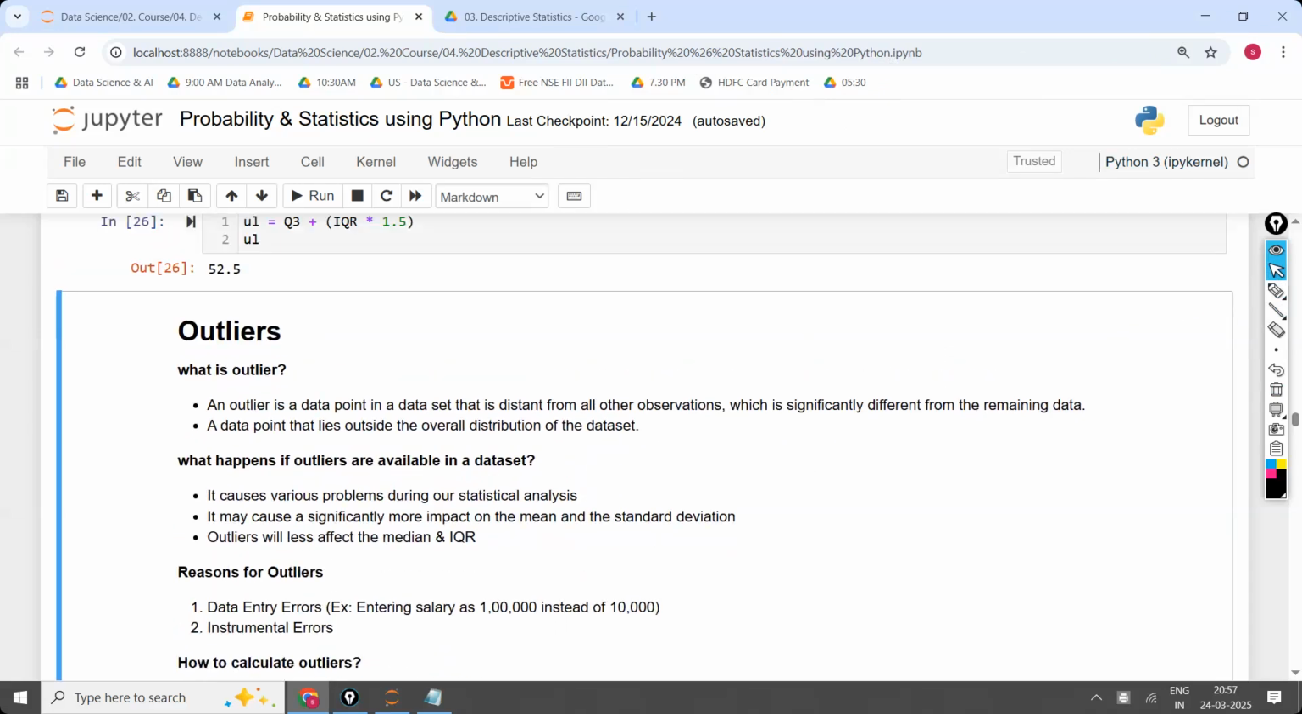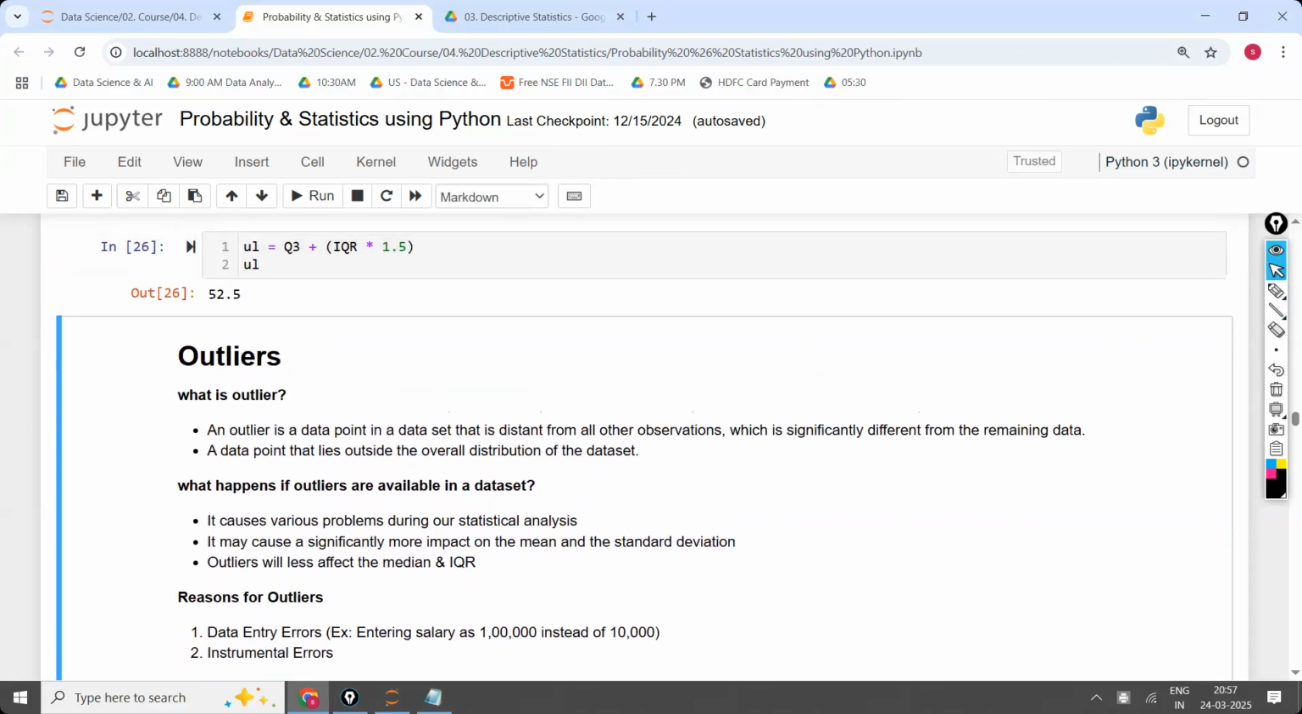So the reasons would be like this. Sometimes we may get data entry mistakes. Sometimes instrumentation errors will be there. Sometimes it is real as well.